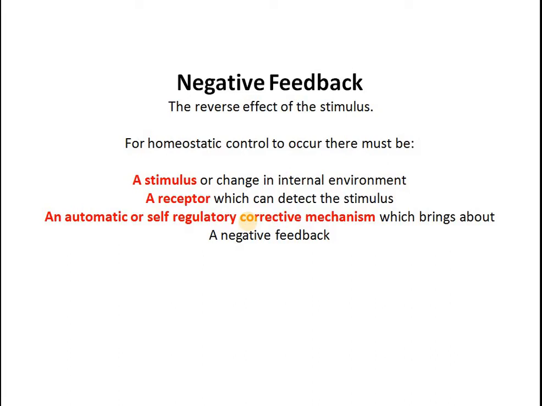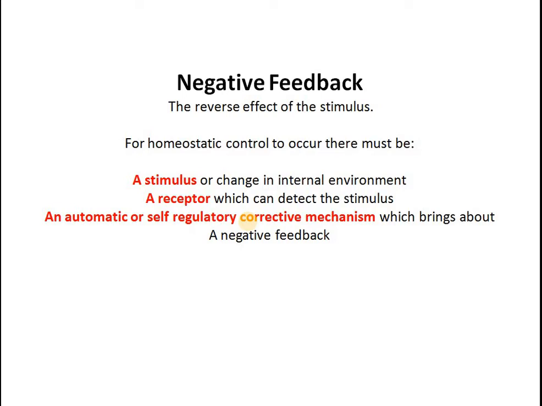So first of all, we should know what a stimulus is. A stimulus is any change which is other than normal. Inside our body, if anything changes which is other than normal, that would be called a stimulus. A receptor would be any cell or any organ where the stimulus is detected, while after detection of the stimulus, there must be a self-regulatory corrective mechanism which brings about a negative feedback. So negative feedback is actually the response of our body against a stimulus to bring it back to normal.